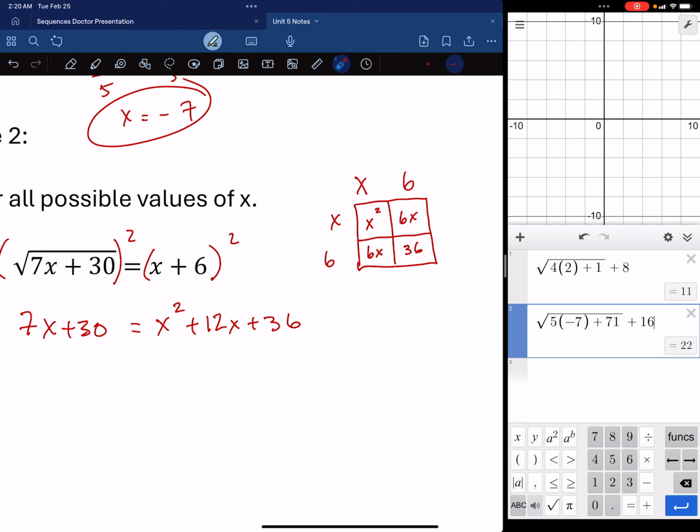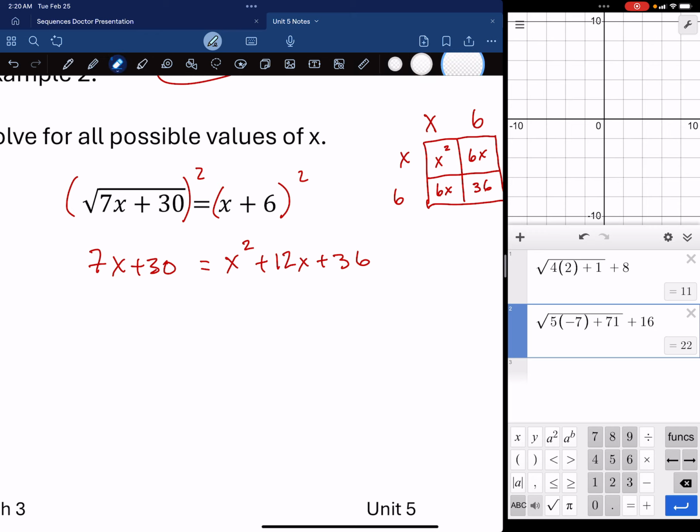Okay? Again, trying to solve for x. Now we have a square. We're going to move everything to one side of the equation. So I'm going to go ahead and move that 7x and the 30 over.